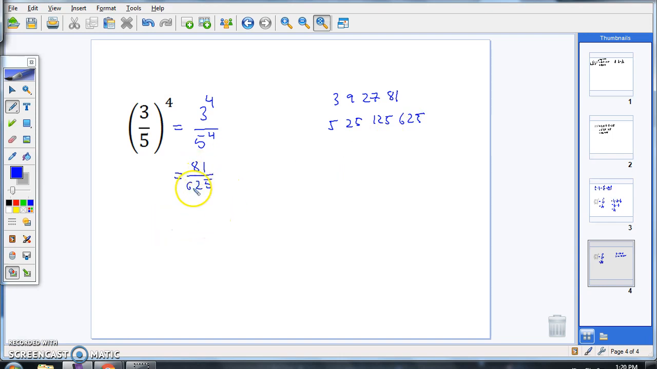There's how you deal with exponents with fractional bases. You just raise the numerator to the exponent and raise the denominator to the exponent and go from there.